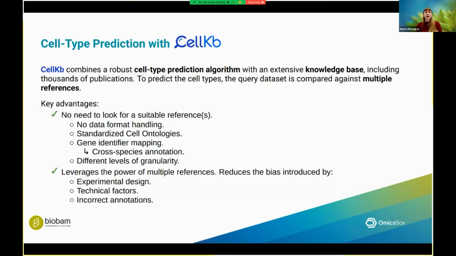at a time. The key advantages of this methodology are, first, you don't need to look for suitable references, so there's no need to worry about data format handling. Moreover, the knowledge base has standardized cell ontologies, as well as an integrated tool for gene identifier mapping, which also allows for cross-species annotation. And it has different levels of granularity, which makes it possible to identify really specific cell types. And finally, by leveraging the power of multiple references, it reduces the bias introduced by the experimental design, technical factors, and incorrect annotation.